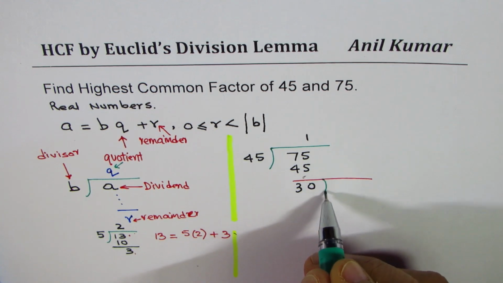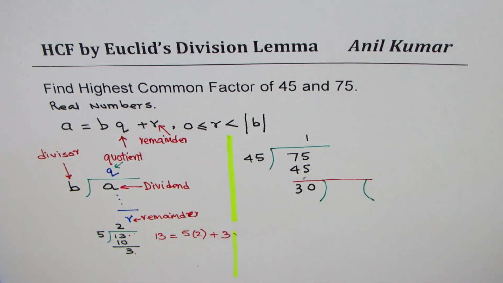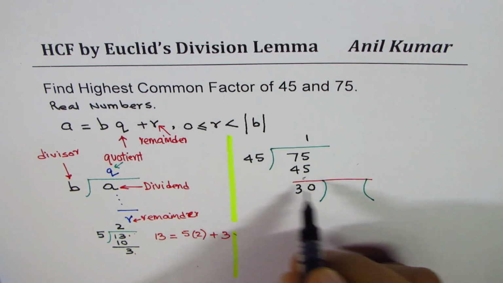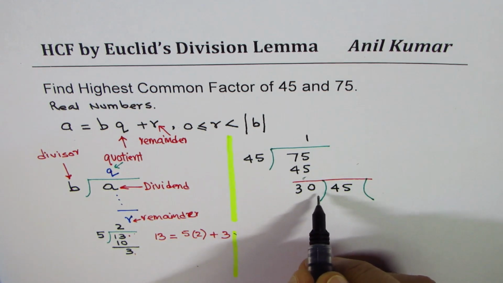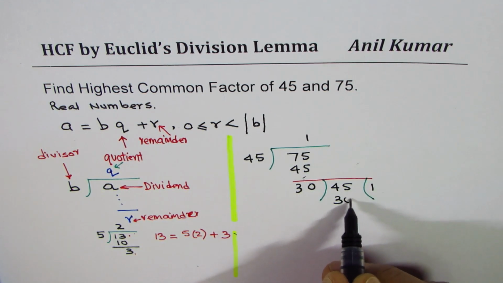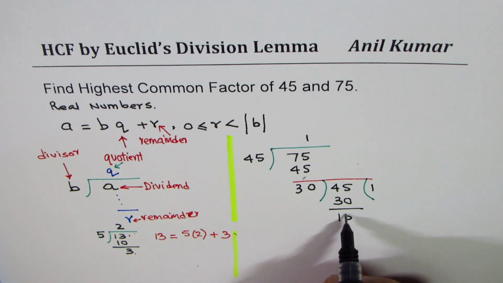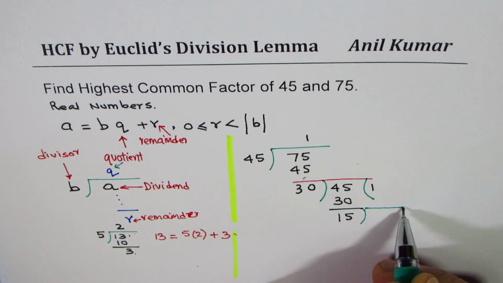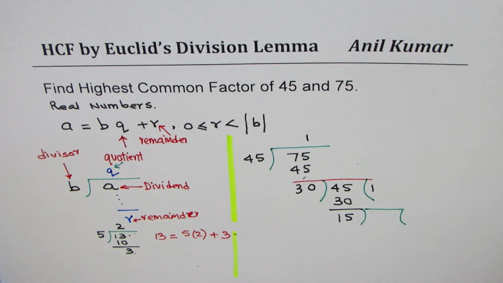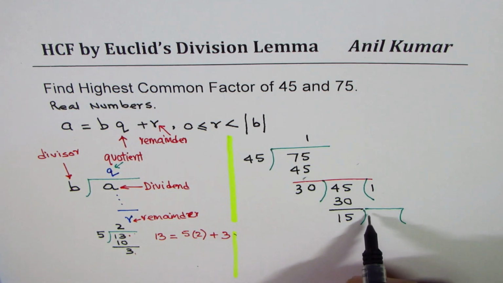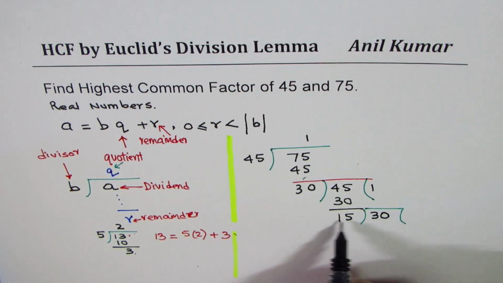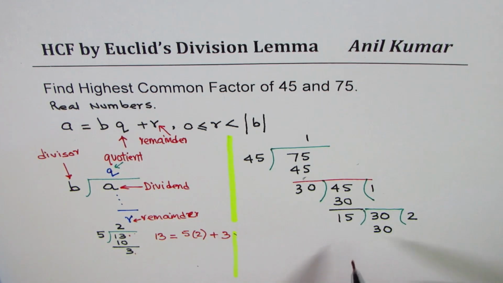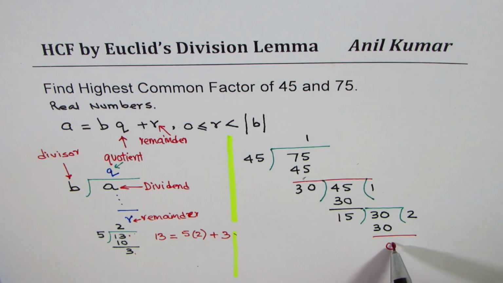So we could now continue this process till we get a remainder of 0 to find the highest common factor. So 45 is now being divided by 30. So one time we get 15 as a remainder. We'll again repeat this process. The divisor 30 now becomes the dividend, and the remainder 15 becomes the divisor, right? Do you see how it switches? And 15 times 2 is 30. At this stage, you do get a remainder, which is 0.